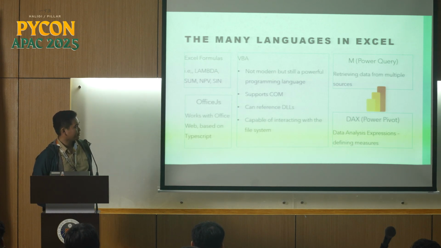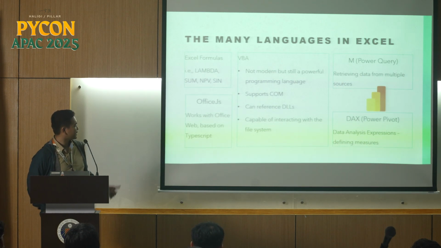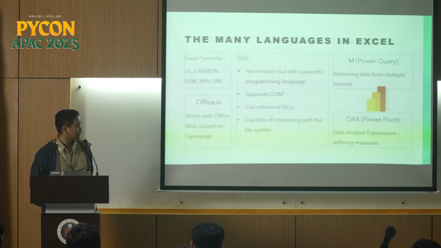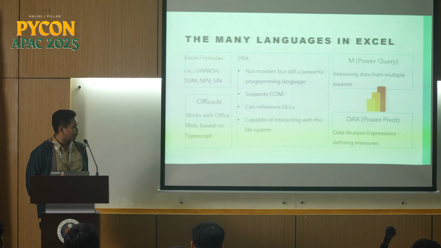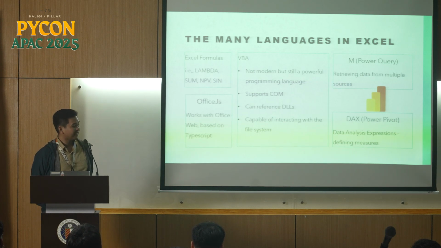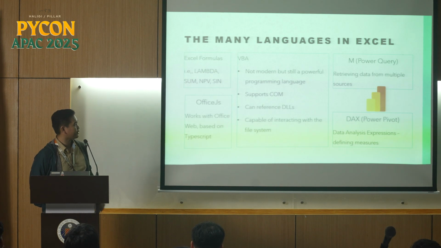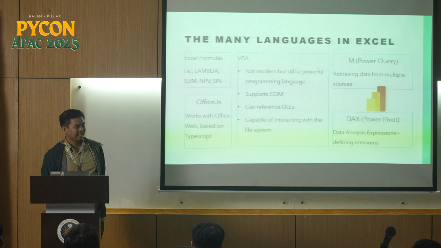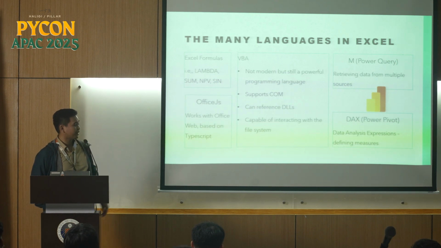Next, we have M and DAX, some imports from Power BI. And then we have Office JS, because apparently Microsoft sells you SharePoint Online, so they want some sort of logic functionality to work for files in the cloud. And then last but not the least, we have VBA. It's not modern, but anything you want to think of, you can program it there.